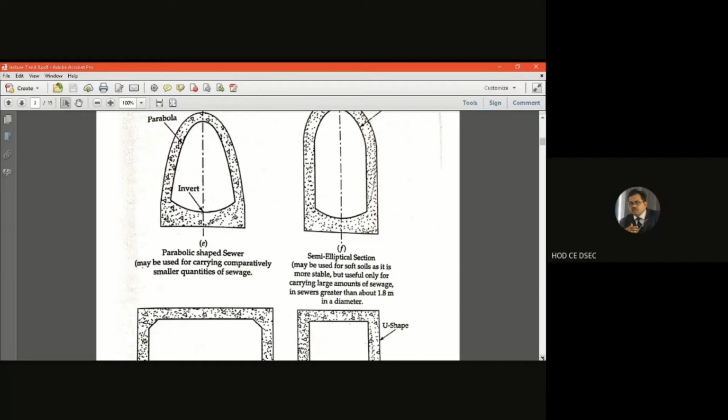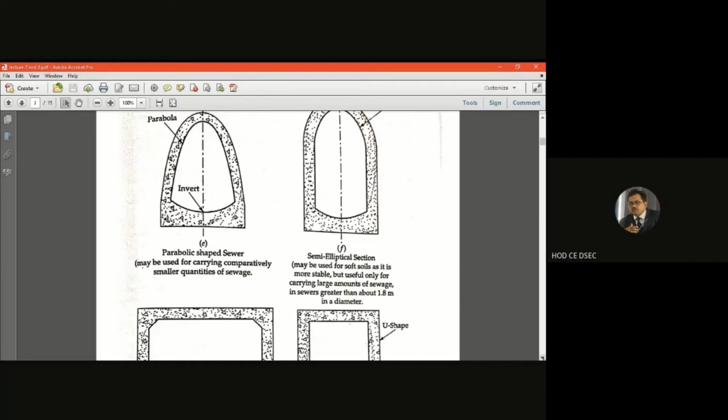Now, where it is preferable, where it will be used: basically, it is used for carrying a comparatively smaller quantity of sewage. Suppose dry flow, in the dry season, in summer, in a separate sewer system we are talking about, where the stormwater is not there. So where the flow will be less, a smaller quantity, then we will prefer the parabolic shape sewer.